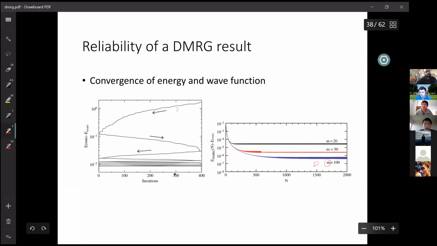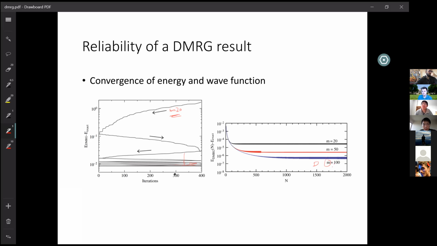In this plot, the bond dimension M is like 20, and you see when you sweep in finite DMRG, you sweep across the system back and forth, and you see the energy just converge to some value. And the accuracy is controlled by this bond dimension. Usually M equals 100 is very poor accuracy. So usually you want 1,000 bond dimension, even for a one-dimensional problem.